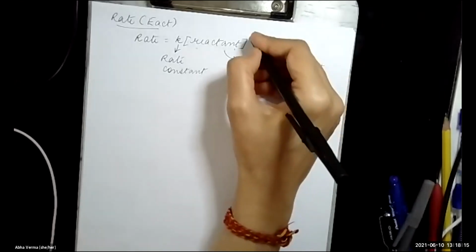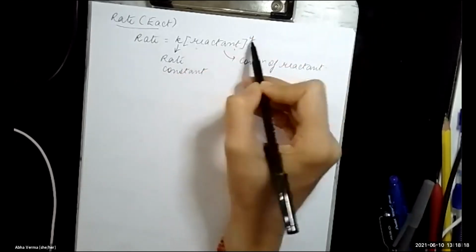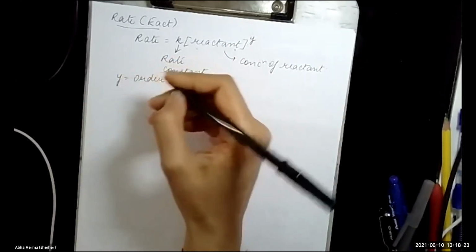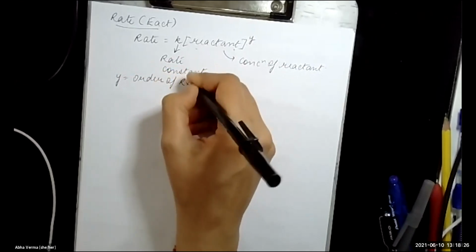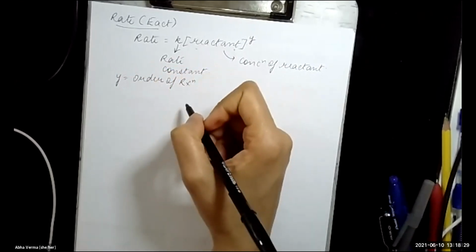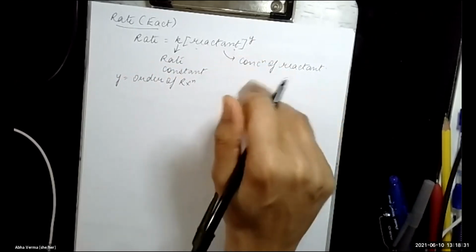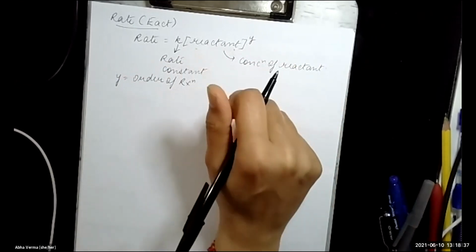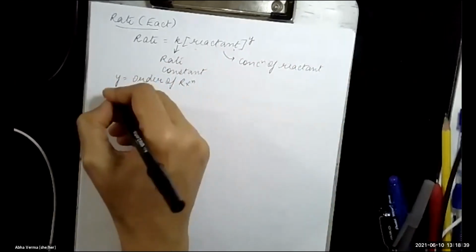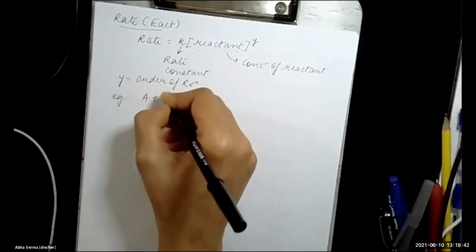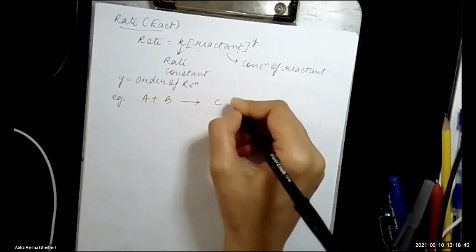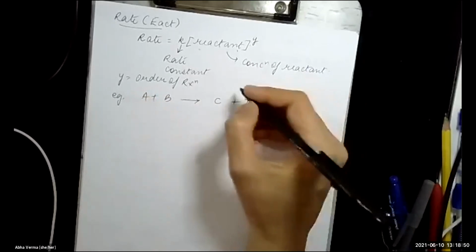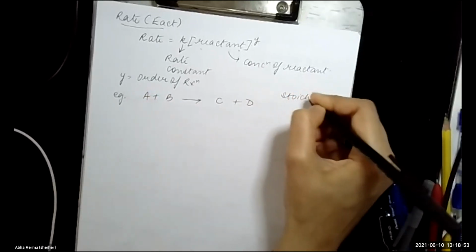And usually for the rate, in the superscript, we have what is known as the order of reaction. Order of the reaction is the degree to which concentration of reactants affect the rate. Let's look at an example. So let's look at a generic example where A plus B gives us C plus D. Now the order of the reaction is different from the stoichiometry of the reaction.